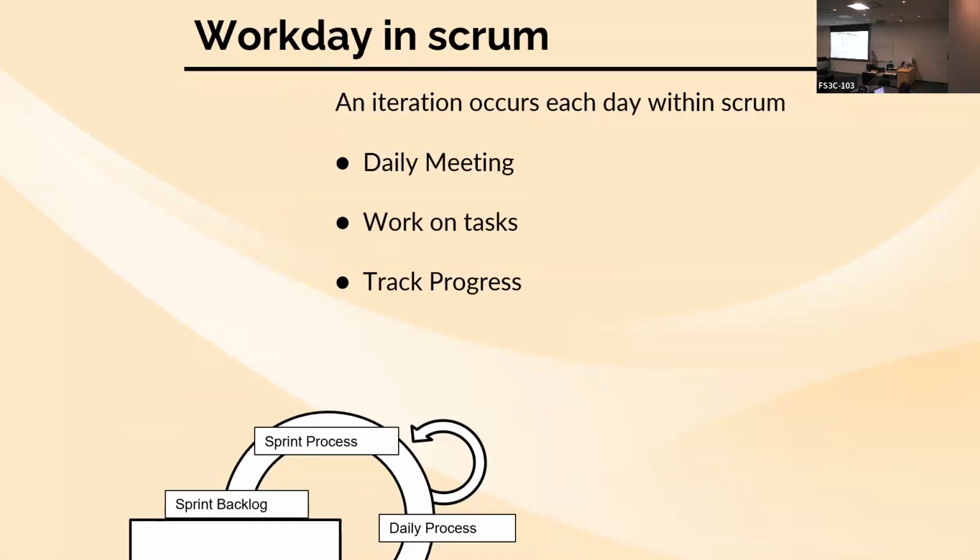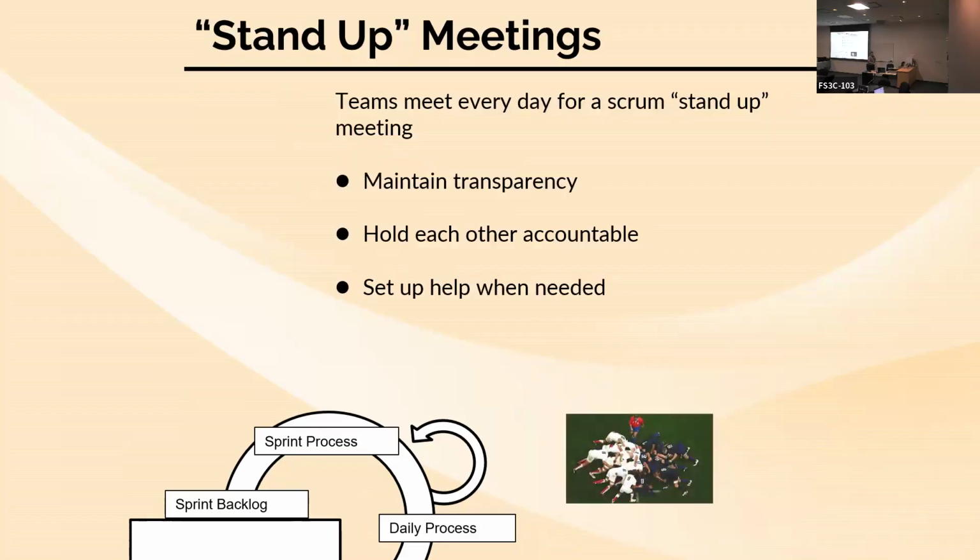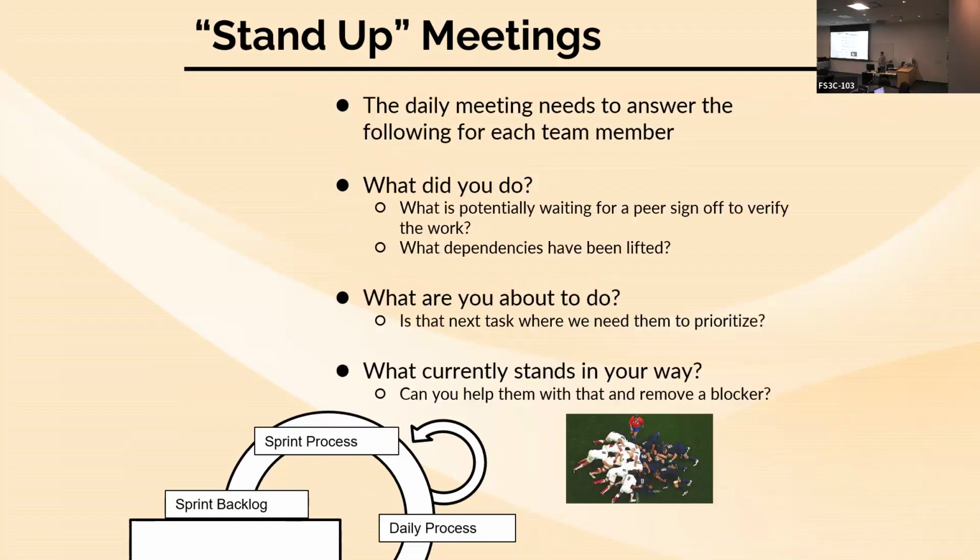There's also a sub iteration that happens in agile teams or Scrum work environments where you're having your daily meeting, you're working on your tasks, and you're tracking your progress through those tasks. That daily meeting is there to maintain transparency with each other, to hold each other accountable on anything you're working on, and to set up help with each other when needed. It should be answering the following questions for every team member.